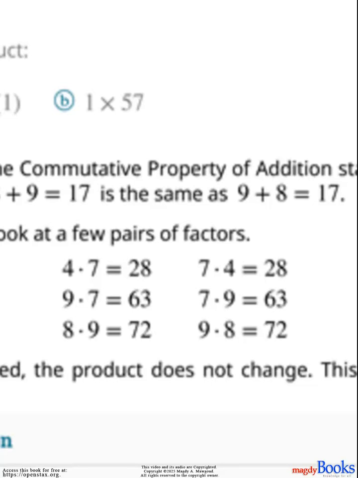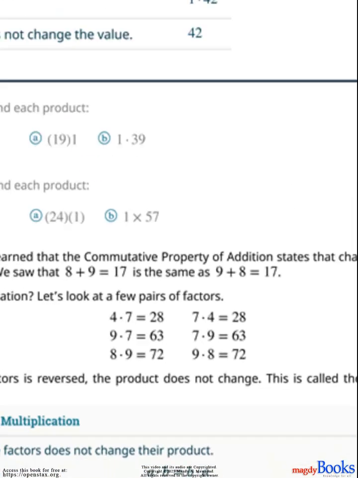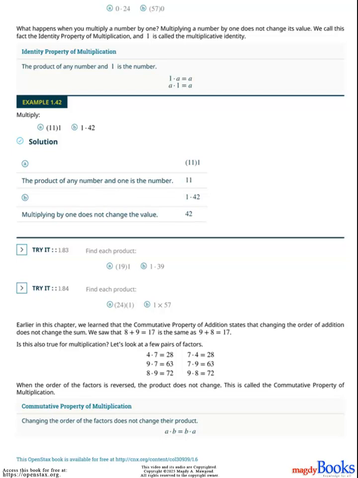4 · 7 equals 28. 7 · 4 equals 28. 9 · 7 equals 63. 7 · 9 equals 63. 8 · 9 equals 72. 9 · 8 equals 72. When the order of the factors is reversed, the product does not change.